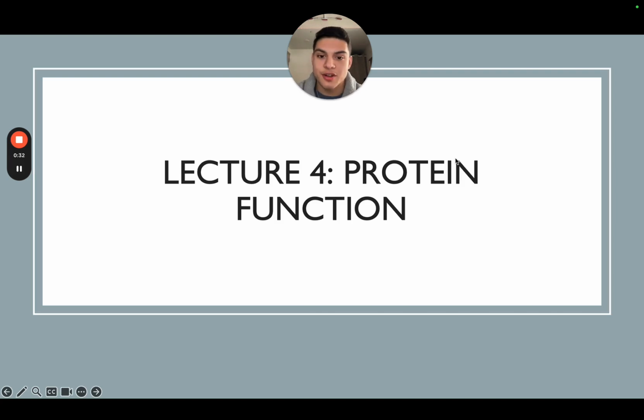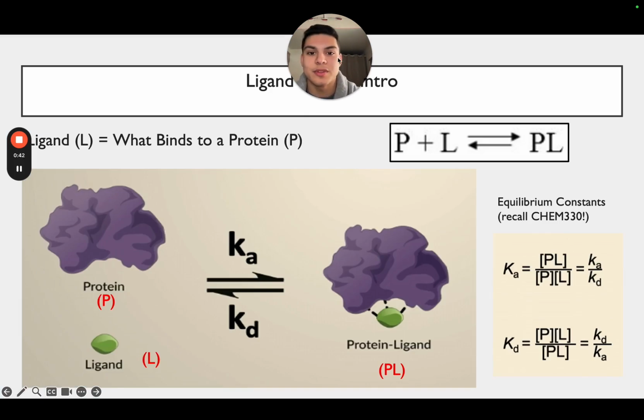Okay, so going into lecture 4, we're going to go over protein function, and if you remember, lecture 4 was all about ligand association, dissociation, hemoglobin, myoglobin, all that stuff. So we're going to take a deeper examination of it. Just going into the ligand binding intro: to keep it very simple, you're going to have a protein and a ligand, and the protein is going to have its corresponding ligand, which it wants to favorably bind to. So you're going to form this complex.